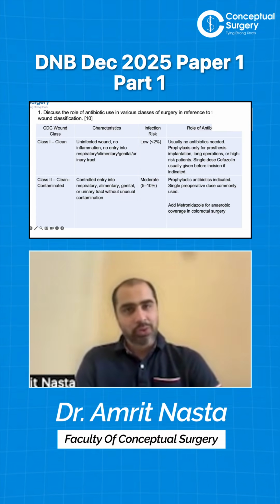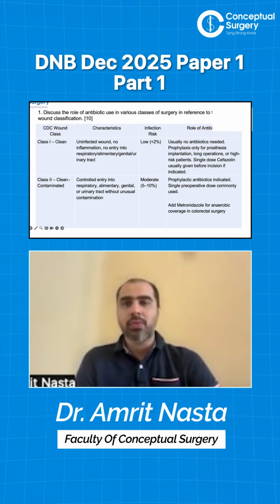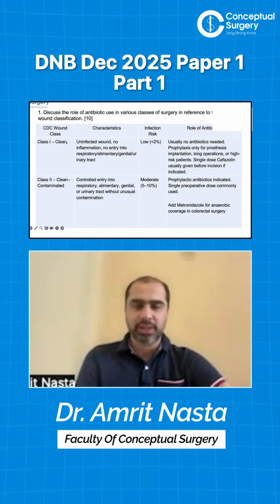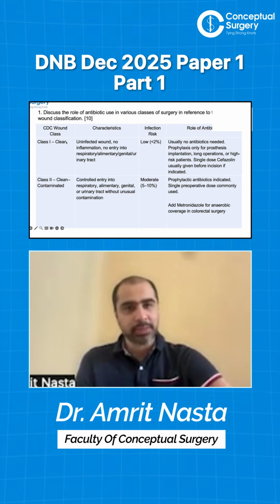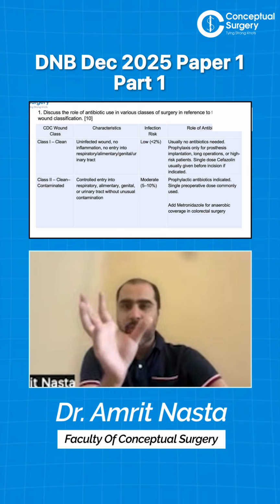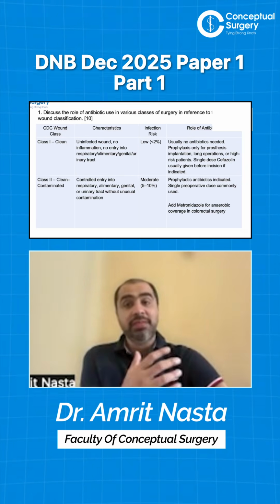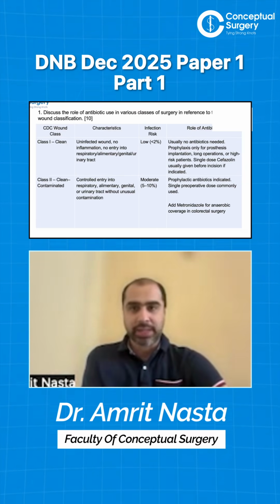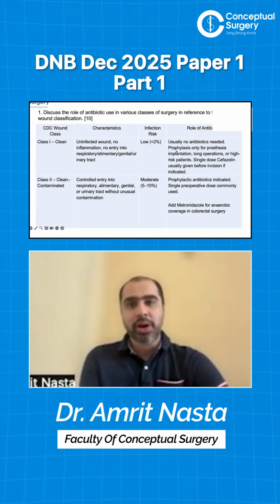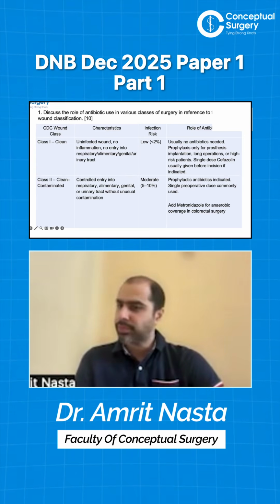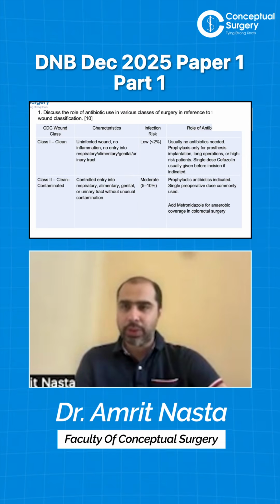So the first thing you need to know is what the classes of surgery are based on wound. This is the CDC wound classification, very famous. It has been asked many times. So first, write what each class means, what surgeries are there, what is the infection risk if you don't give antibiotics, and whether antibiotics will have any benefit or not. And in what order are you going to use them?